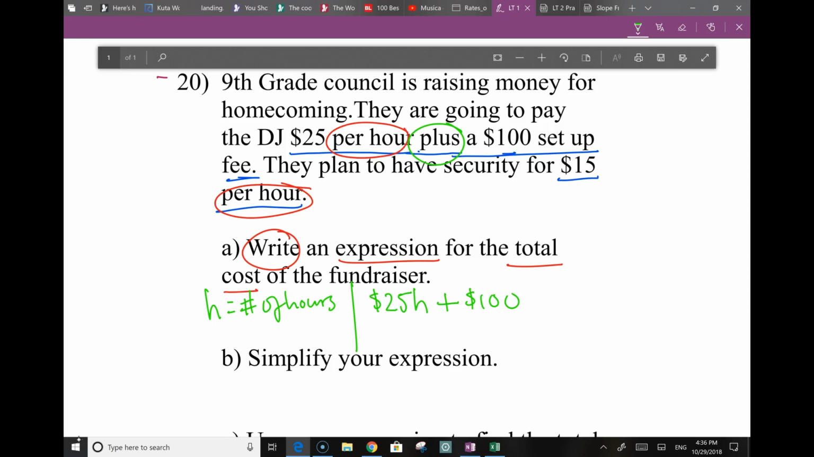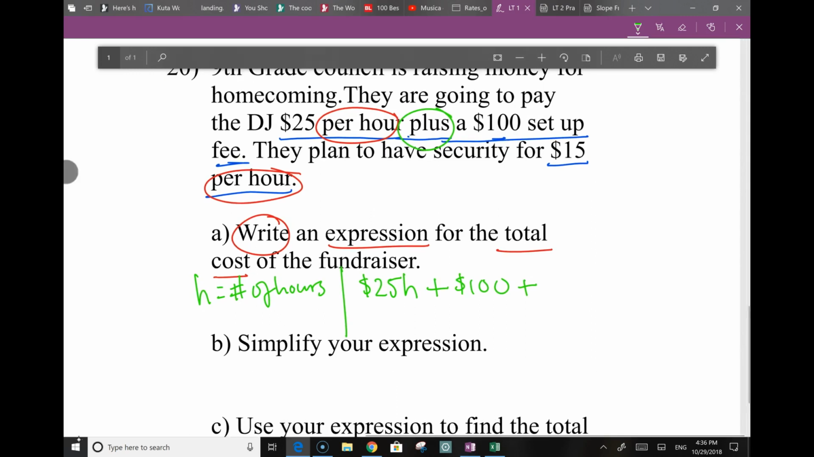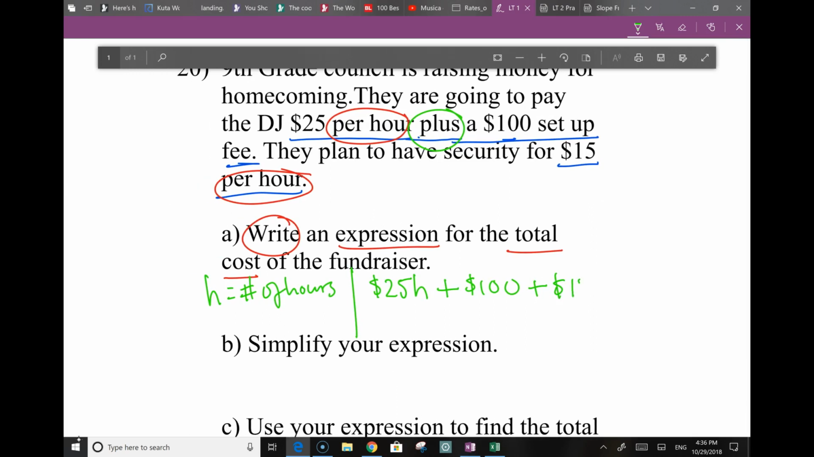Then on top of this, we have $15 per hour for security. So I need to show that by writing $15 times H, okay? Because it goes by hour. So this is our expression for the total cost of this event.